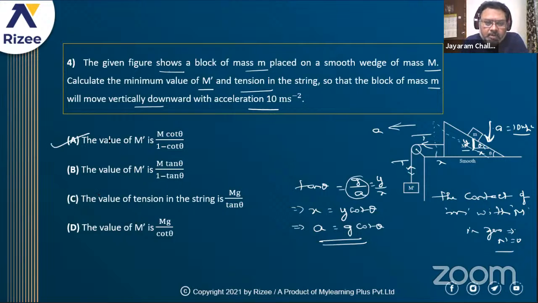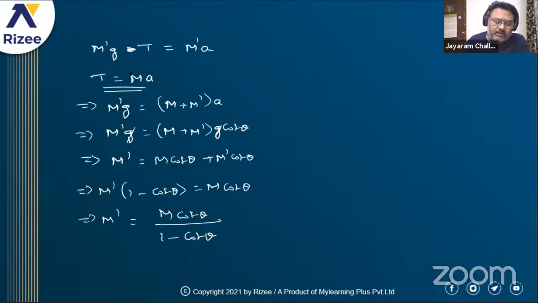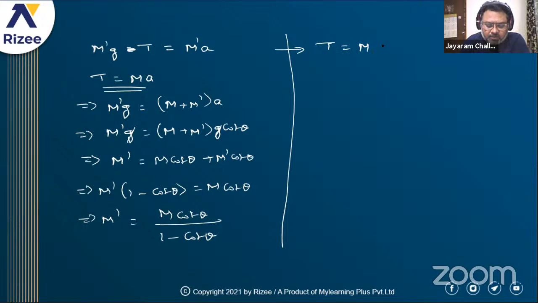Now we need to go for the tension in the string. So to calculate the tension in the string, I can substitute the same relationship here. So from the same equation, I can write the tension T is equal to m dash into g minus T.